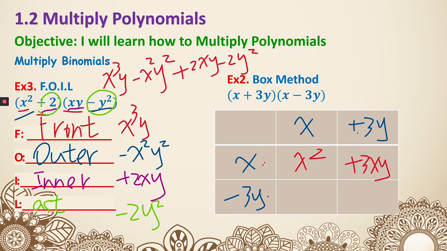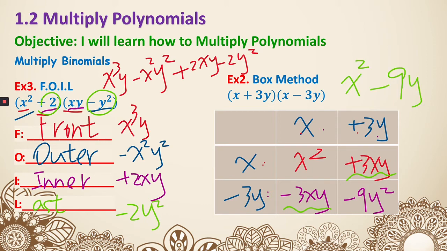Next, we have negative 3y and x, that's negative 3xy. Then we have negative 3y and plus 3y, that is going to be negative 9y squared. Then we just need to put them all together. In this case, you can see that negative 3xy and the plus 3xy kind of cancel, so they're gone. The only thing that's left is x squared minus 9y squared.